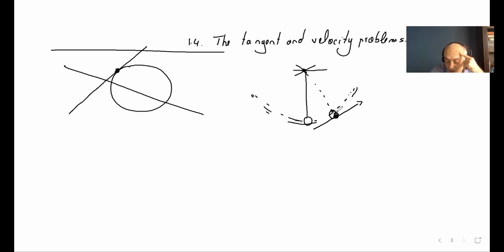And then it goes like this along the tangent to the trajectory, and then it's going to fall down. But for a while, it's going to go along the tangent. So that's kind of the idea. That's why these tangents would be important.